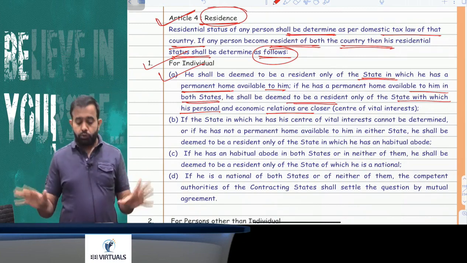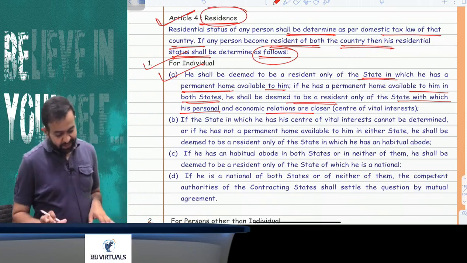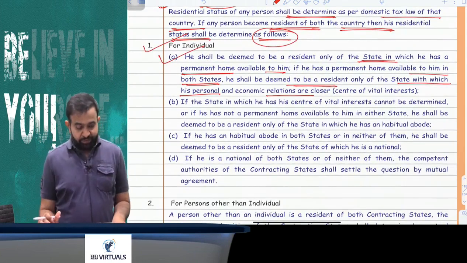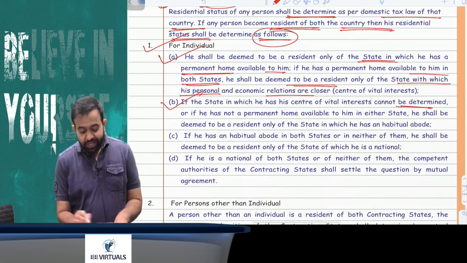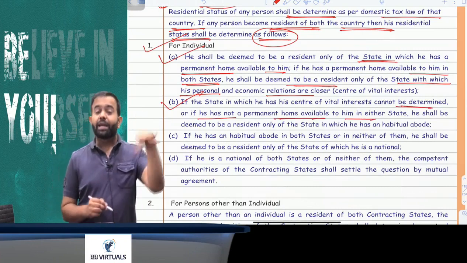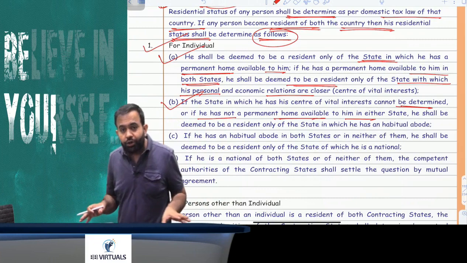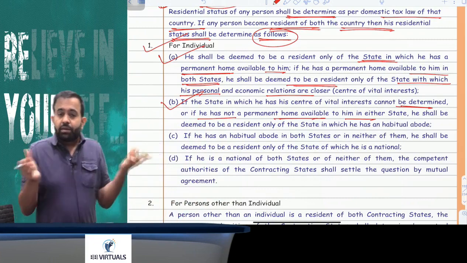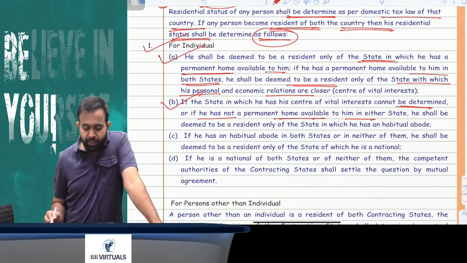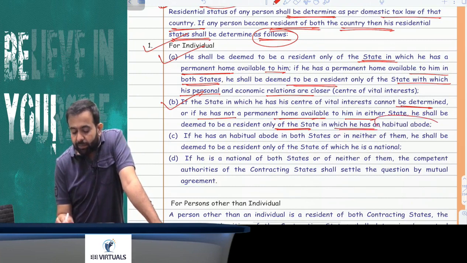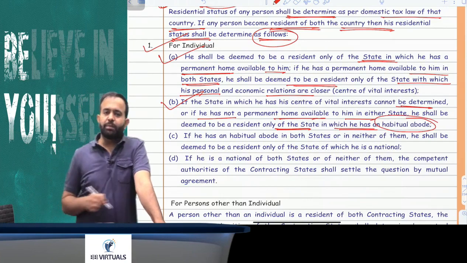But guys, suppose that the individual is not having a home at all. So next part, pay attention. They are saying that if the state in which his center of vital interests lies cannot be determined, or if he has no permanent home available to him in either state, means either he is not having a home at all, or he is having a home in both the countries but in which country the economic and personal relationship is closer is not possible to determine, in that case he shall be deemed to be a resident only of the state in which he habitually abides. Means normally where he stays, normally where he abides, that is called habitual abode.